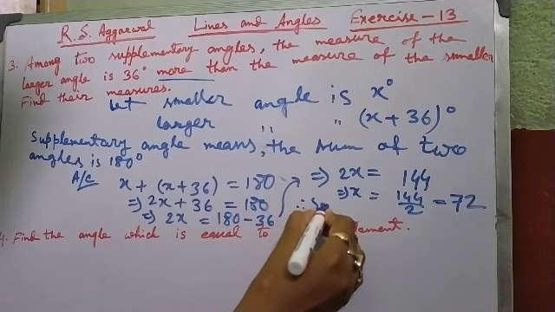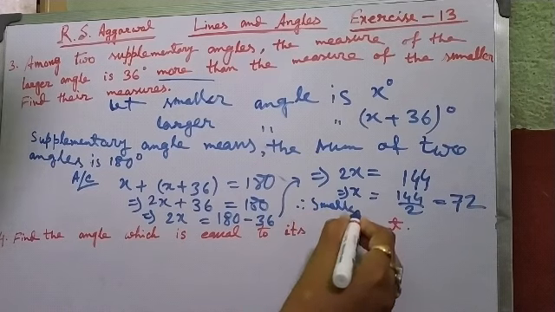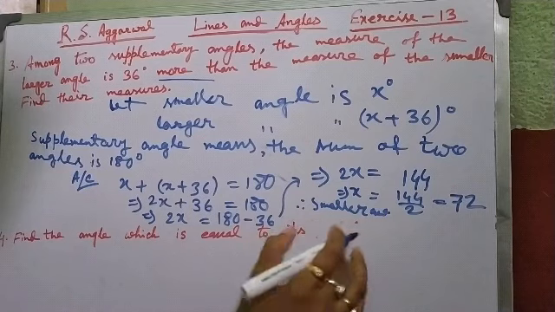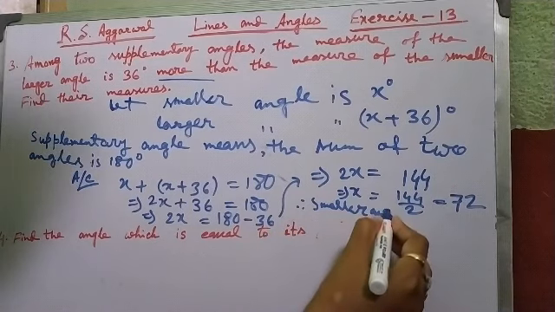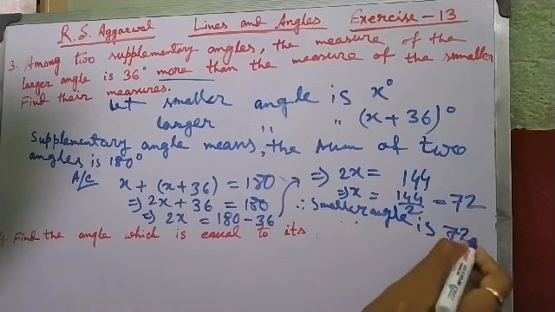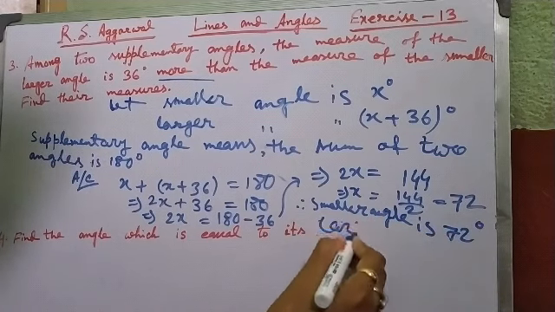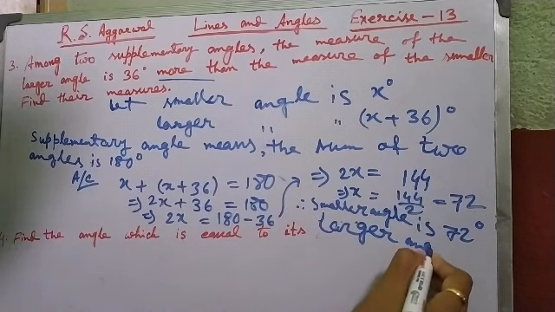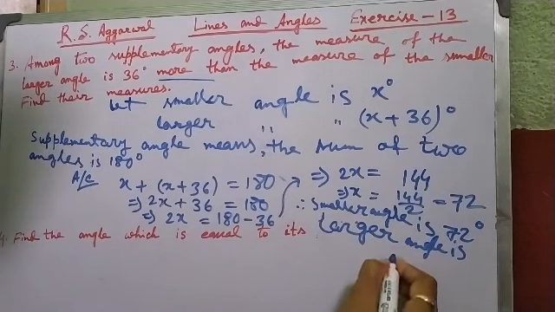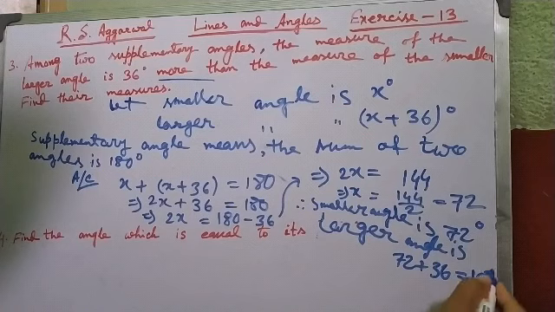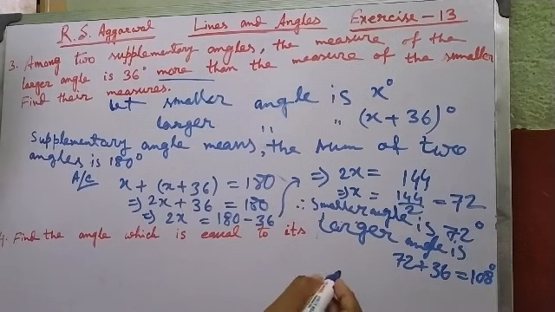Therefore, the smaller angle is 72 degree and the larger angle is 72 plus 36, that means 108 degree. This is the answer.